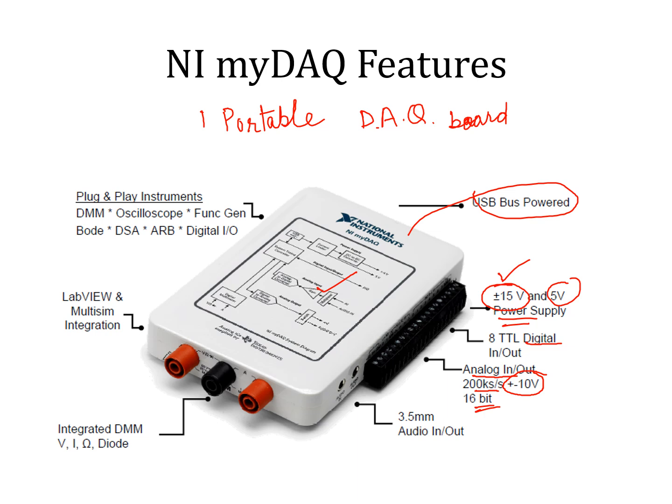It can also acquire sound signals. There is a 3.5 mm sound jack which can directly be plugged into any sound system, so it can acquire and sample sound signals, and convert that sound signal into a digital one.